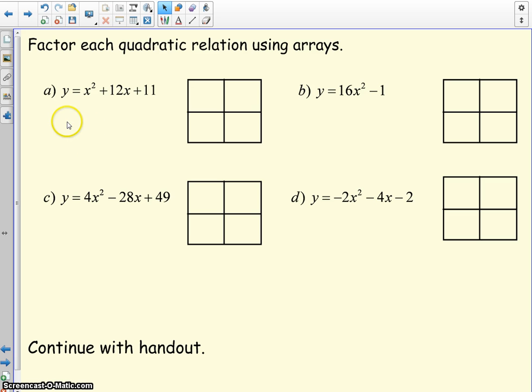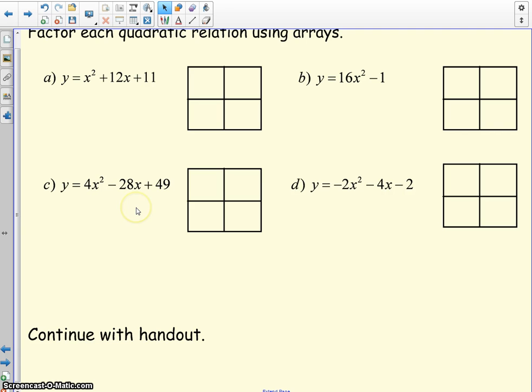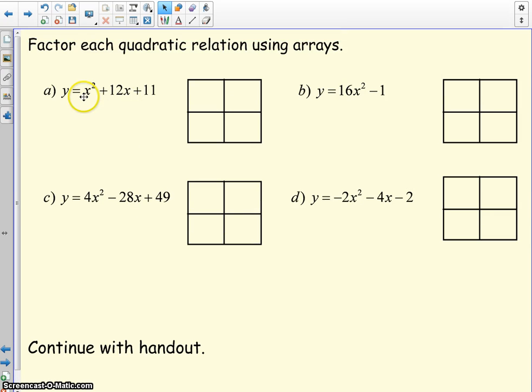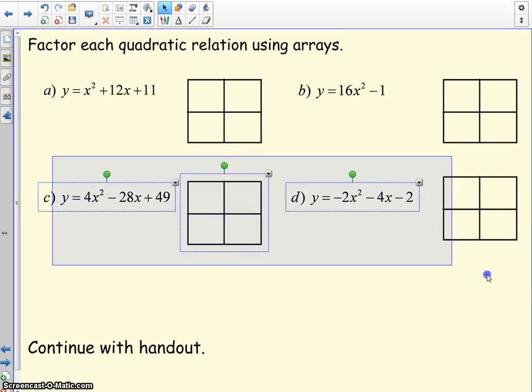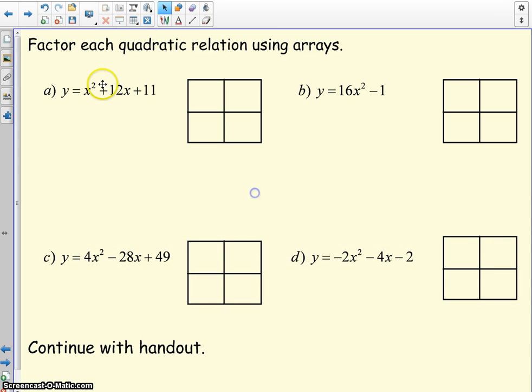Okay, so I'll go through these with you guys, because then you're going to have a lot of practice to do on your own afterwards. So looking at the first one here, x squared plus 12x plus 11. Okay, it just makes a bit more space here. I'm going to set up my array first.